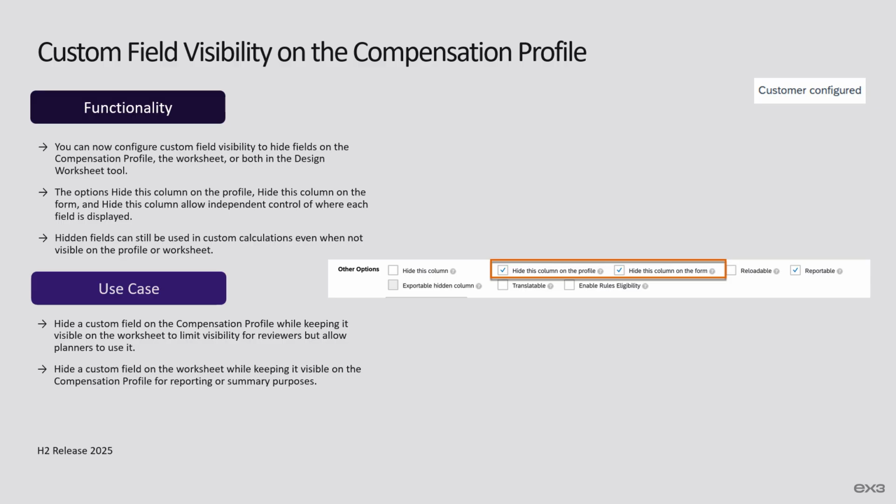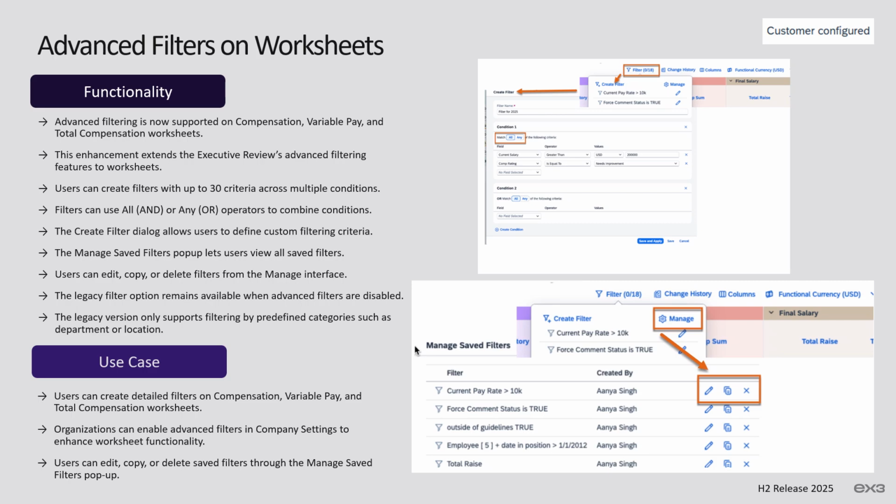Up next we have the advanced filters on worksheets. Advanced filtering is now supported on compensation, variable pay, and total compensation worksheets. This enhancement extends the executive reviews advanced filtering features to worksheets, and users will now have the ability to create filters up to 30 criteria across multiple conditions. This update will also hold all of the conditions, like operators and or, to combine the conditions when you're creating all of those filters.